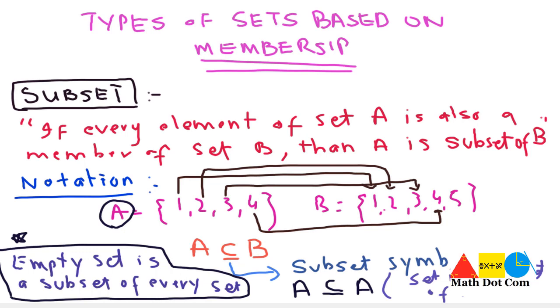Now the second type of set based on membership is superset. What is superset?